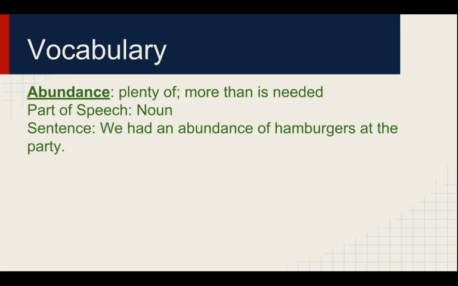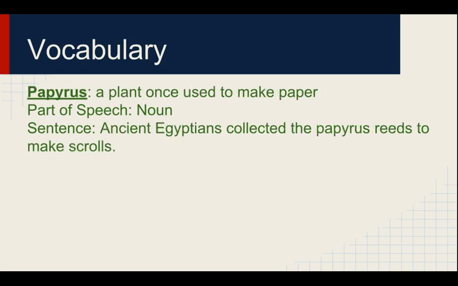"An abundance" means that you have plenty of something, or more than is needed. We had an abundance of hamburgers at the party, meaning that we had plenty of hamburgers. We didn't need any more. "Papyrus" is a plant that was once used to make paper. Ancient Egyptians collected the papyrus reeds to make scrolls.